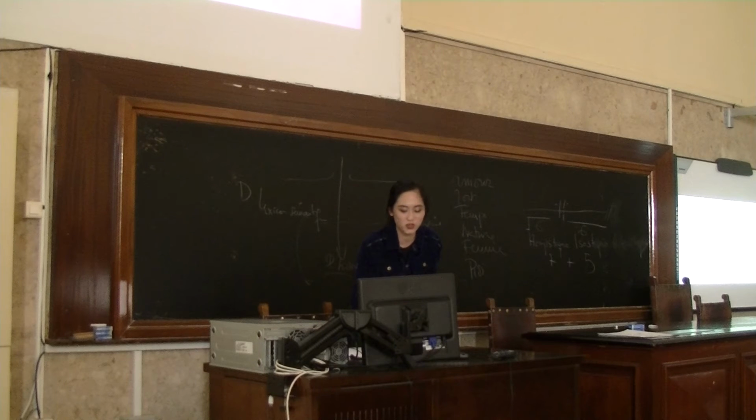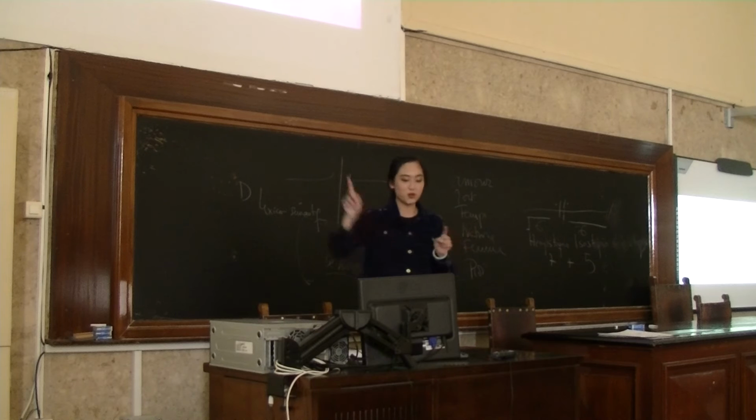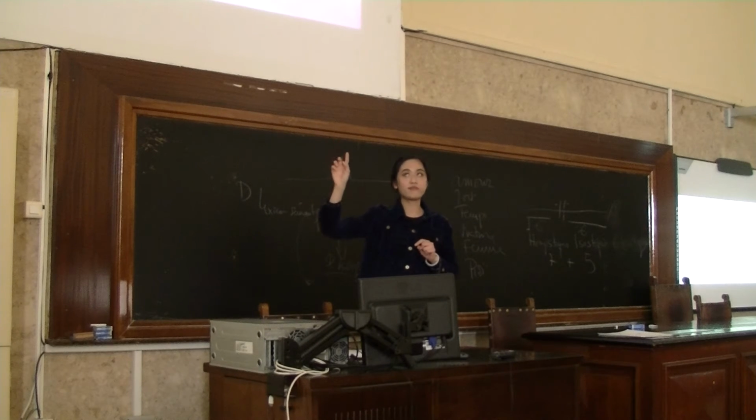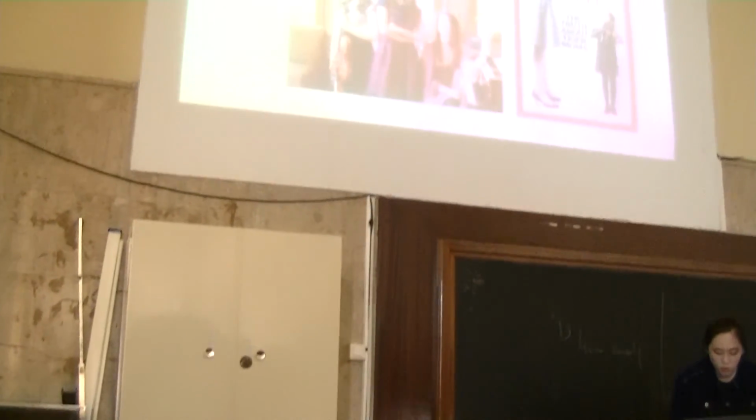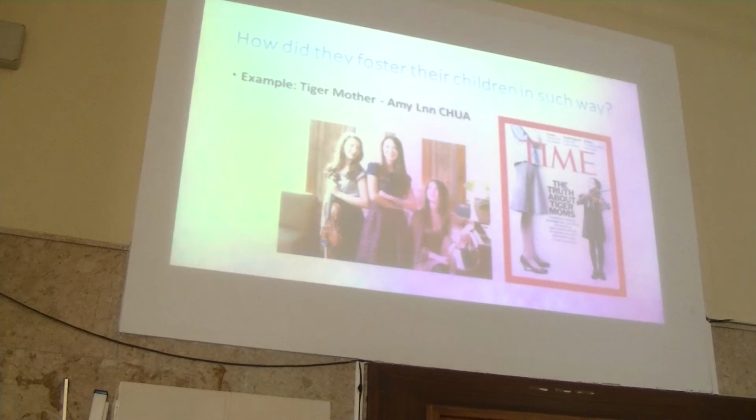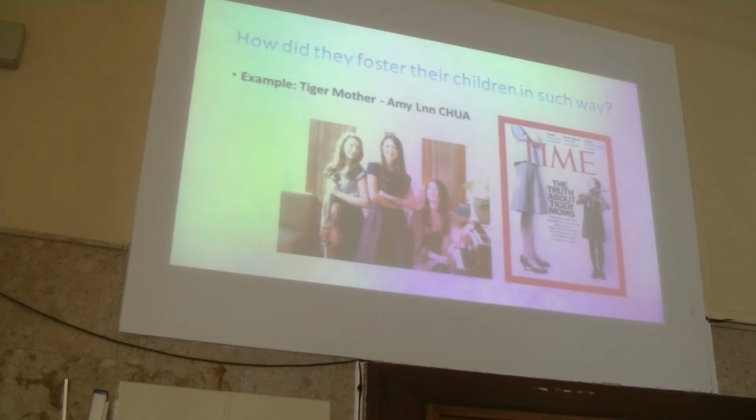And how did they foster their children in such a way? For example, maybe some of you know this name, Tiger Mother, Amy Chua. She is an American-born Chinese. She has two daughters, and the Tiger Mother raises stereotypically successful kids. One of her daughters can play the violin wonderfully, and the other can play the piano also. Many Western mothers think either subjecting children to academic pressure is not good for them, or parents need to foster the idea that learning is fun.